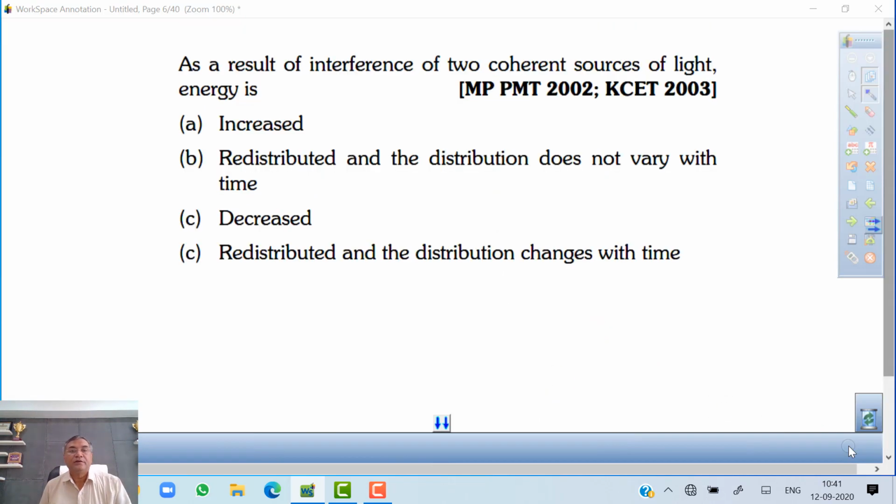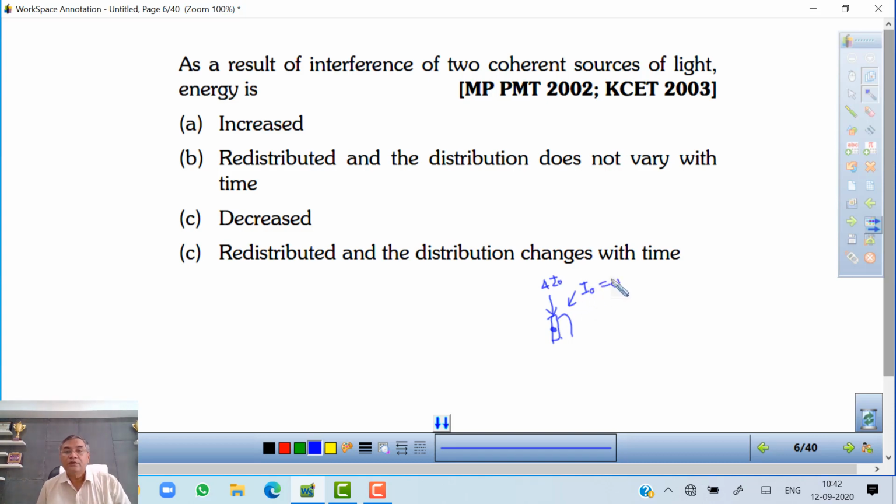So as a result of interference of two coherent sources of light, energy is increased, redistributed, and the distribution does not vary with time. You can see that when interference is taking place, you get a bright spot or bright line, then dark, light, and so on. Where the intensity is 4I0 and here the intensity is 0.